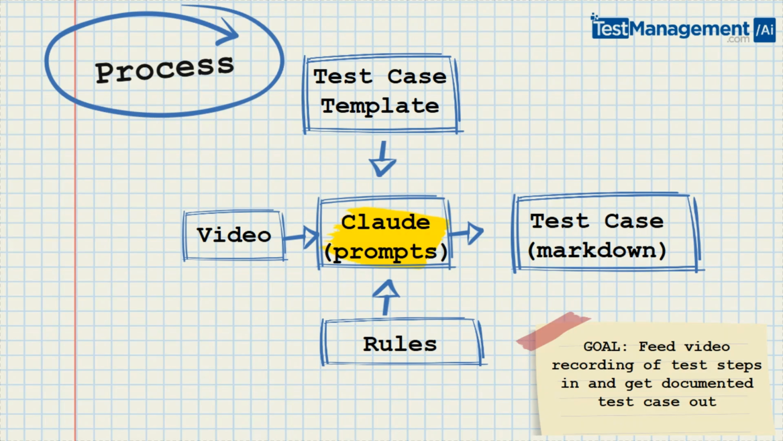The approach we'll take is that we will create a test case template so that Claude knows what the output needs to look like. We'll pass in some rules that define what a good test case looks like, and then we'll record the video and we'll see if we can get Claude to come up with some scripts to convert that video to images so that it can then create test cases in a markdown format.